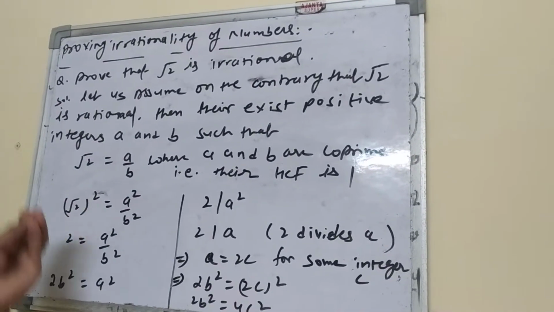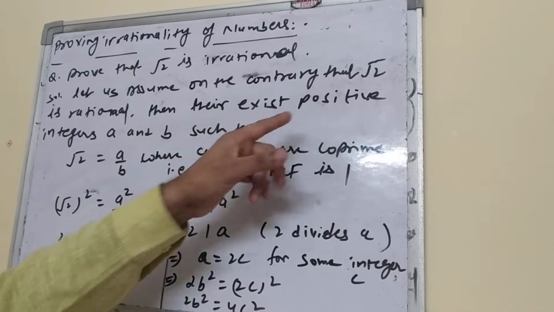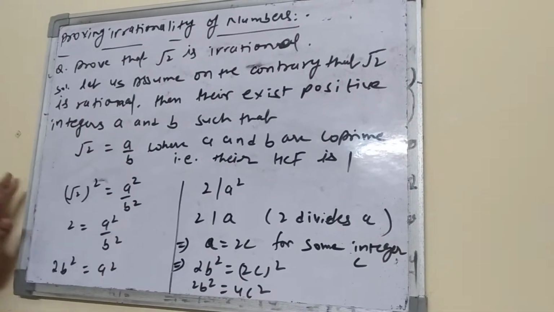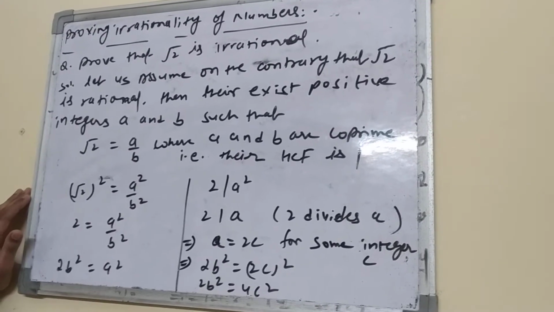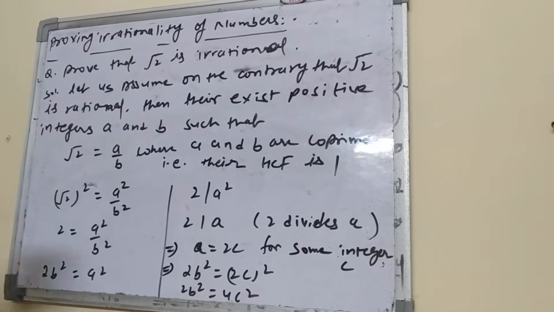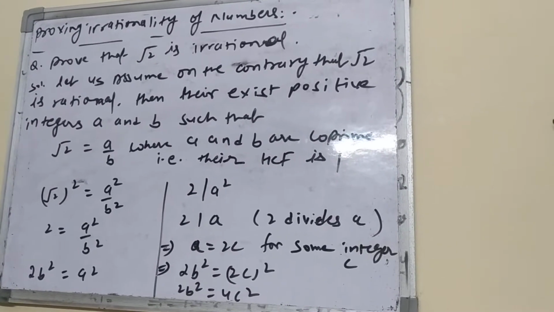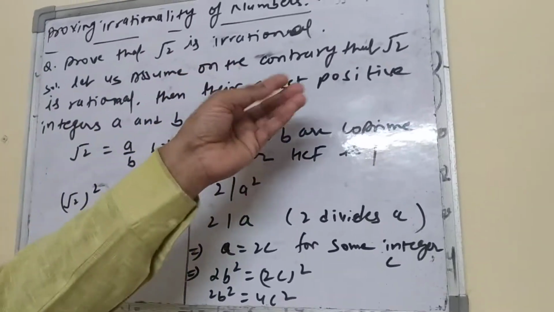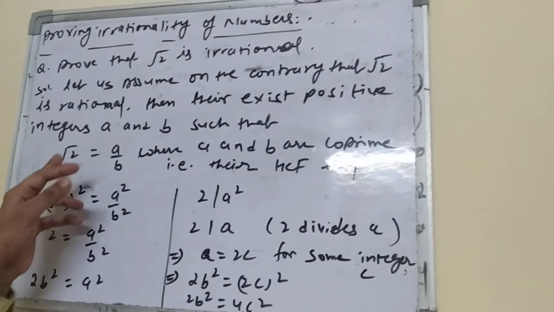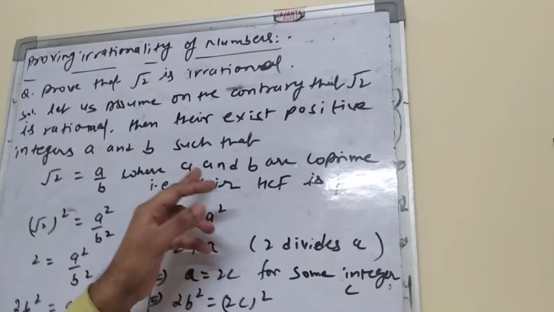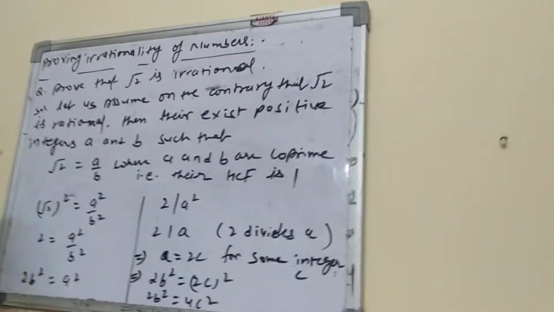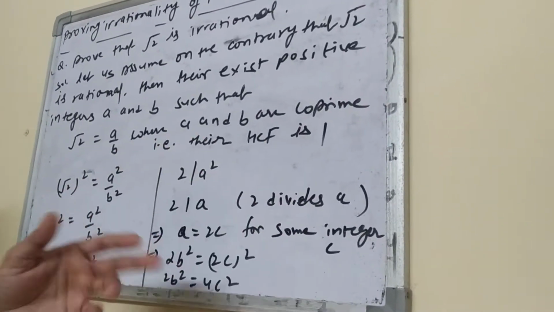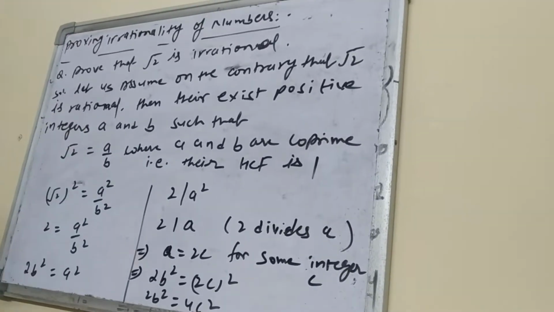We assume that root 2 is rational. Then there exist positive integers a and b such that root 2 equals a upon b. Why? Because every rational number can be represented in the form of p by q. So root 2 equals a by b, where a and b are co-prime. What is the meaning of that? That means their HCF is 1, meaning there is no common factor between a and b.